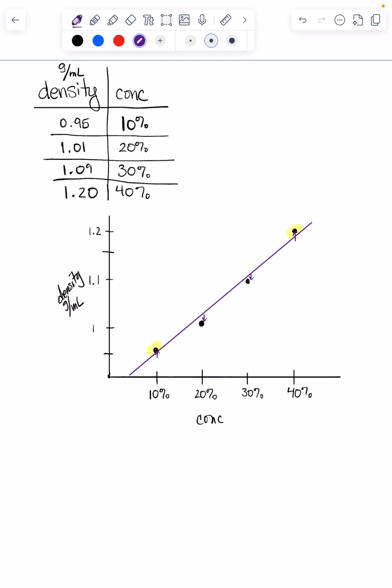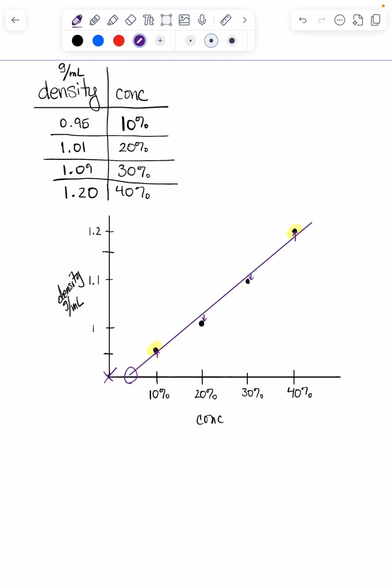The other thing that's important to note is that I didn't go through the origin. You don't have to. There's no data point there at the origin, so you don't have to go through, in this case, 0.9 and 0. You just look at the data that you have graphed.